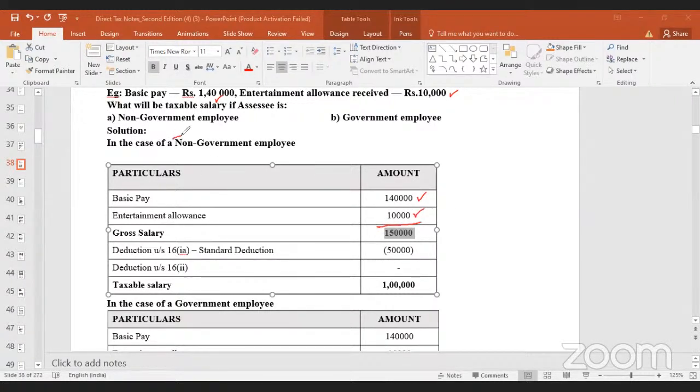We are solving for the non-government employee. A standard deduction will be allowed for both government as well as non-government employees, which is covered under section 16(1)(a), 50,000. Since he is a non-government employee, I cannot claim entertainment allowance. That's why it is going to be nil. So 1,50,000 minus 50,000, taxable salary is going to be 1 lakh.